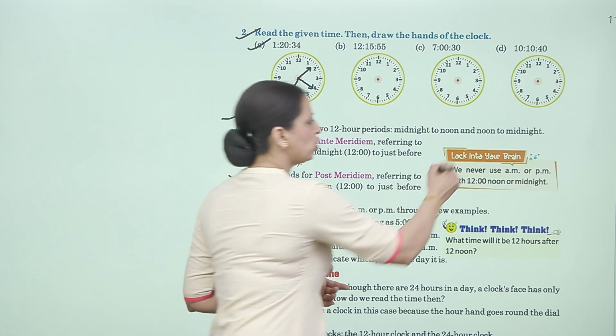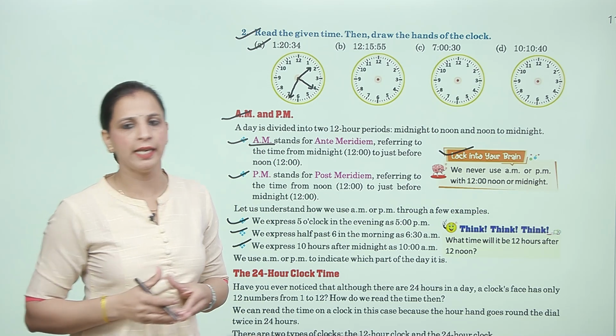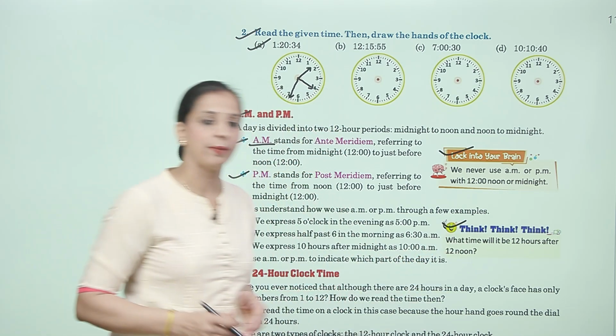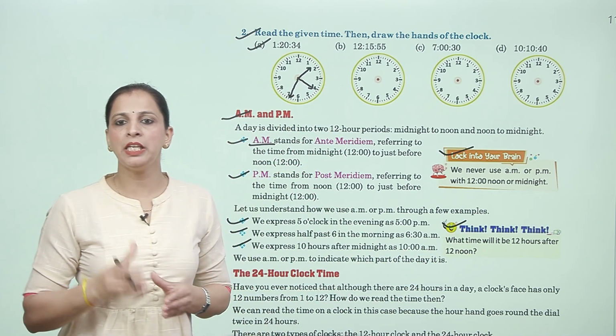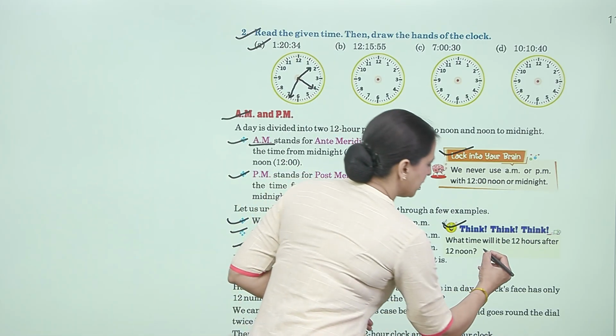Now, lock into your brain. We never use AM or PM with 12 noon or midnight. Now, next, think. What time will it be 12 hours after 12 noon? It is 12 midnight.